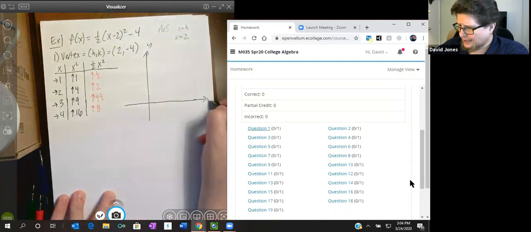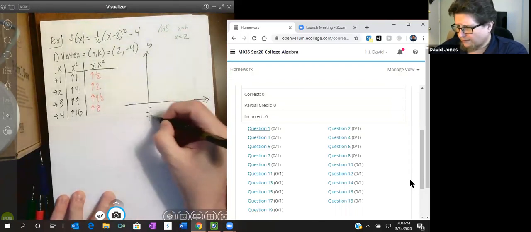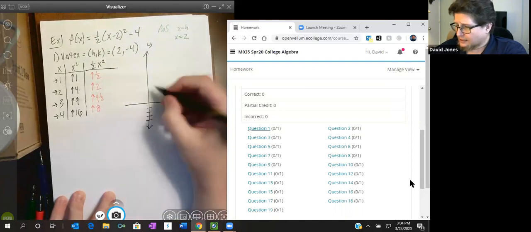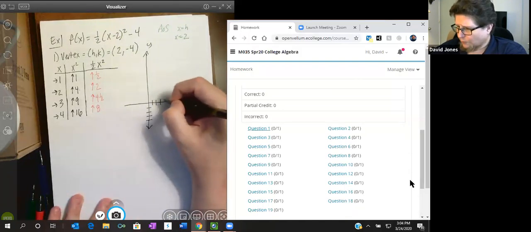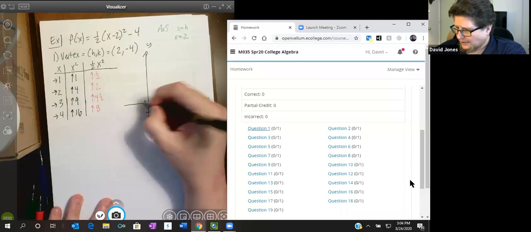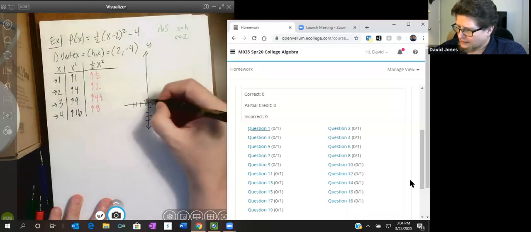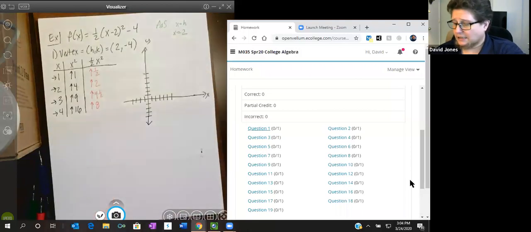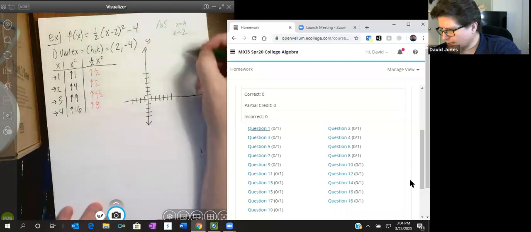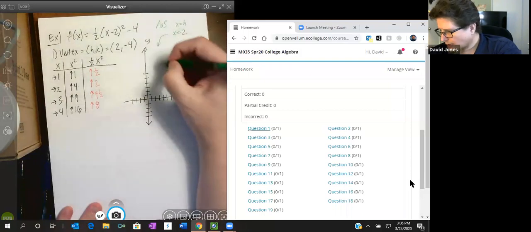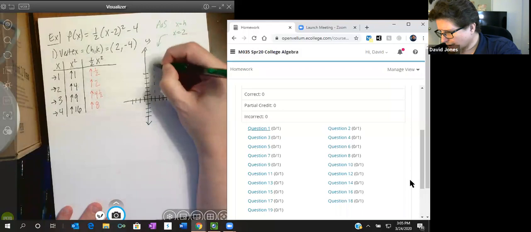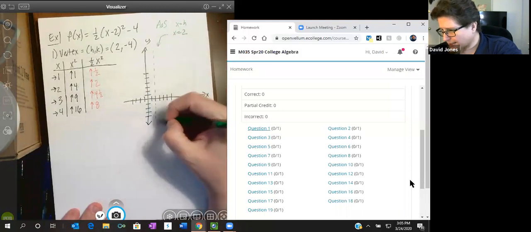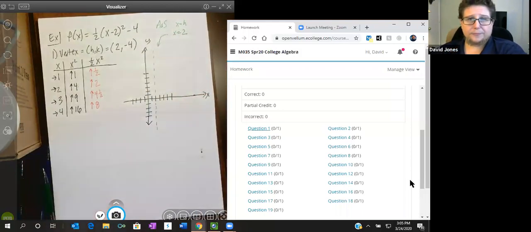Y, X, 1, 2, 3, 4. 1, 2, 3, 4, 5, 6. Don't know how many I need. I need quite a few. My axis of symmetry, I said, is x equals 2. I'm just going to make a little dashed line so I know it's there. Okay?